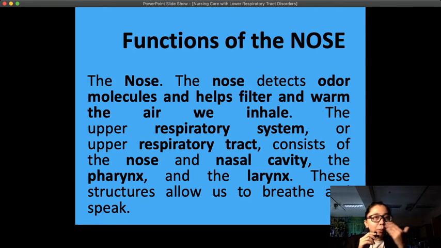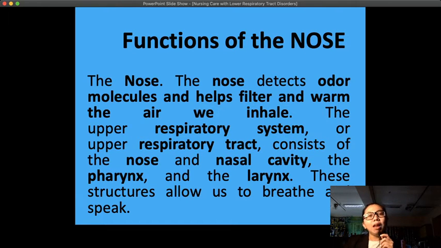Okay? So sa nose pa lang gin-filter na hiya kay bangin poisonous, okay? And then the nose warms the air that we inhale. Okay? So the upper respiratory system or the upper respiratory tract consists of the nose and nasal cavity, the pharynx, and the larynx. So these structures allow us to breathe and speak.